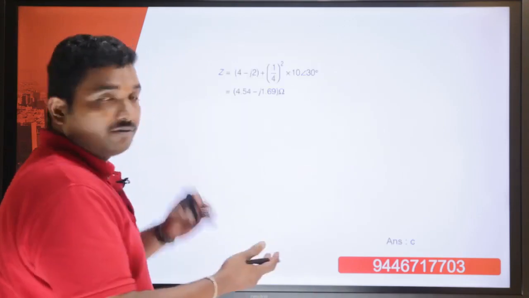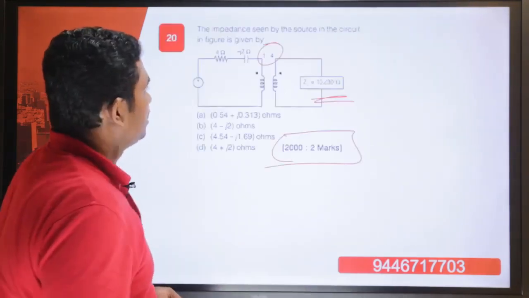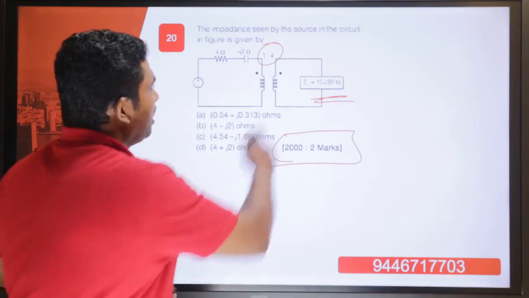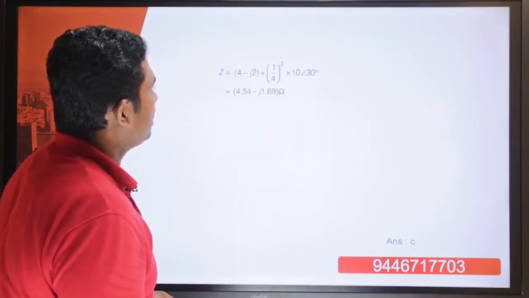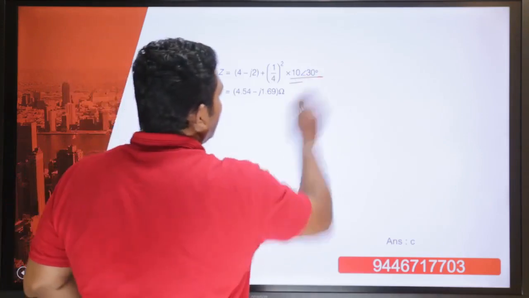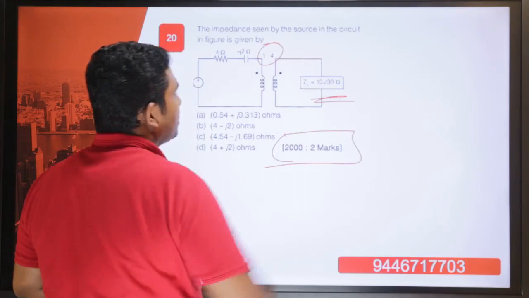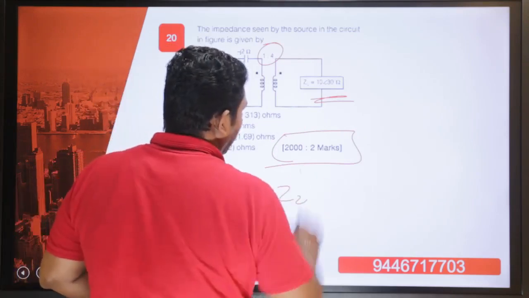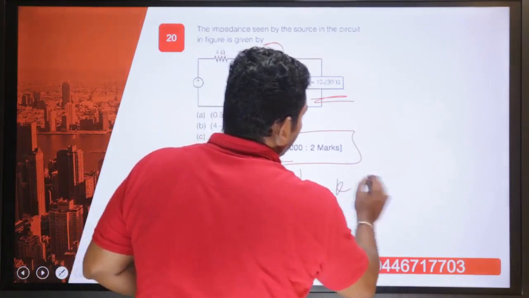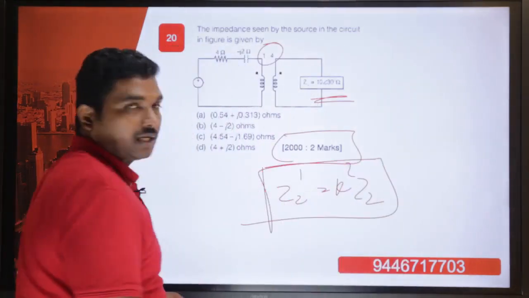So we will have to convert the impedance on the right hand side to the left hand side. How can we convert the impedance? Our impedance ZL is 10 angle 30 degree, and the turns ratio is 1 by 4. So it is K square Z. Z2 dash is equal to K square Z2. This is the equation.